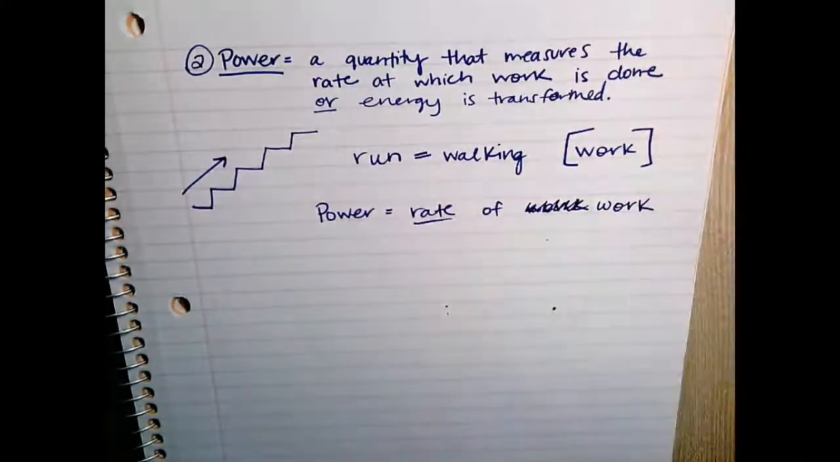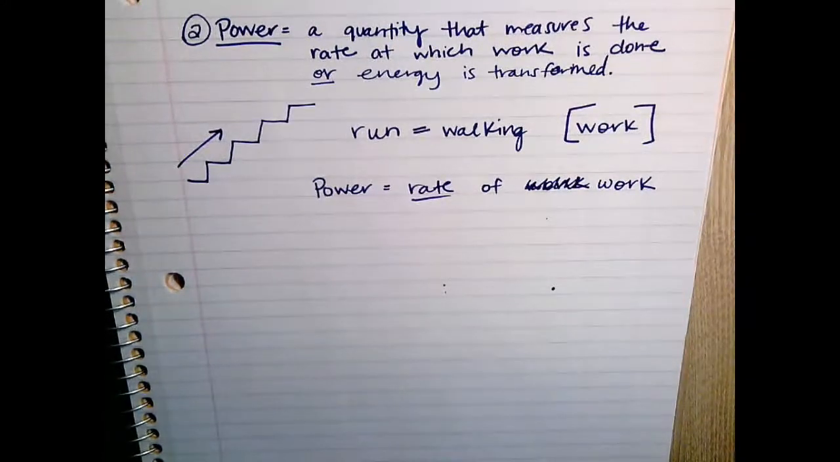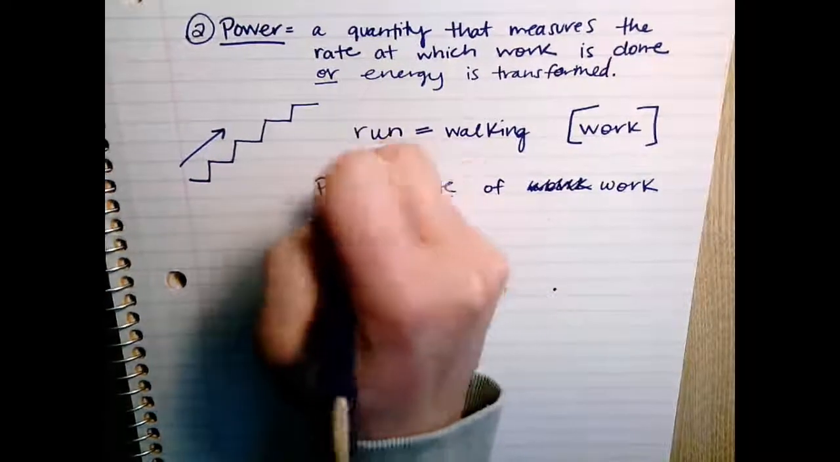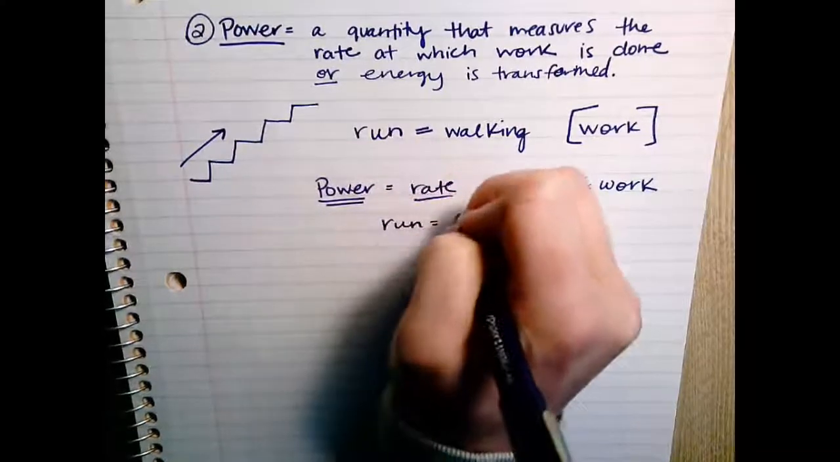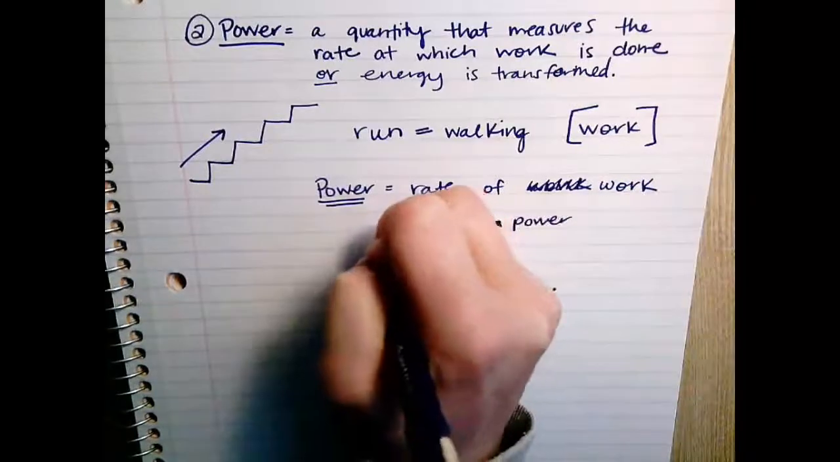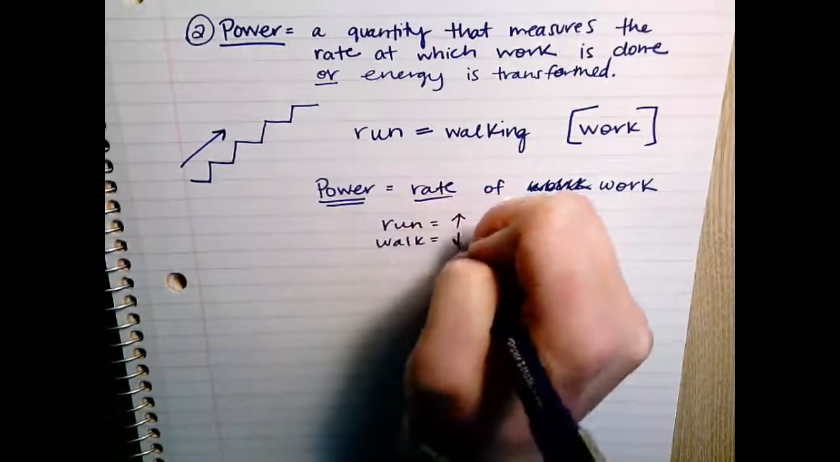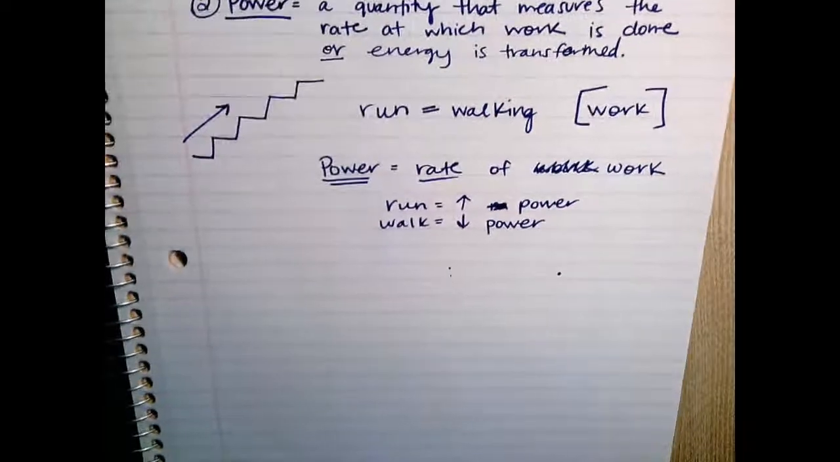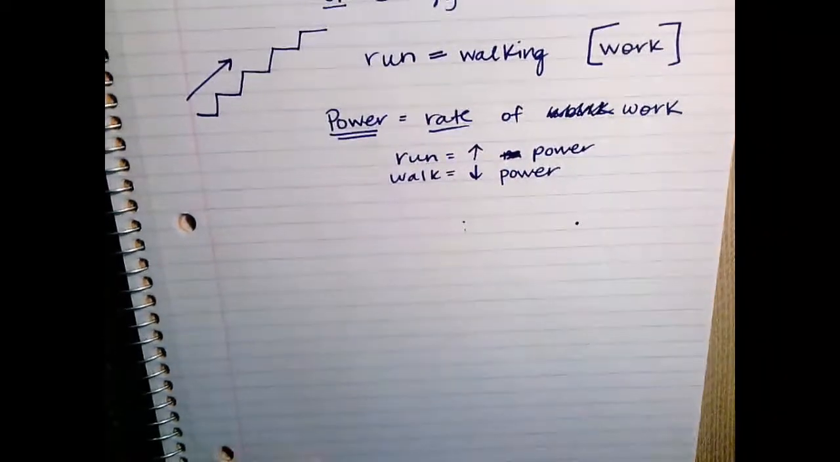The rate of work. So obviously we would know that you'd have to put a lot more power behind your body to run up the stairs than it would be to walk up the stairs. Okay? So it's the rate of the work being done. So for the power of this, your running would have more power. And if you walked the stairs, that would be less power. Same amount of work, but a different amount of power because of the rate or the speed in which you are going.